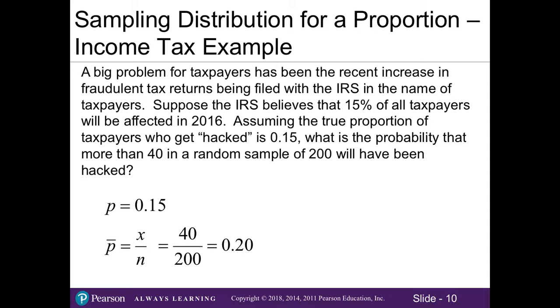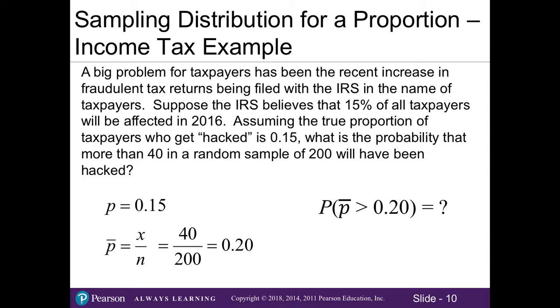In our question, when we write it as our event of interest, we're essentially saying that we want to know the probability, that's the big P, that our sample proportion, that's our p bar, will be greater than 0.2. Because recall in the statement here, it said, what is the probability that more than 40 in a random sample? But I'm not going to write 40 in my mathematical statement. I'm going to write the proportion, in this case, the proportion of our 40 over 200 at 0.2.